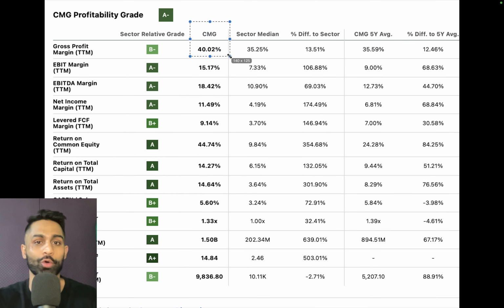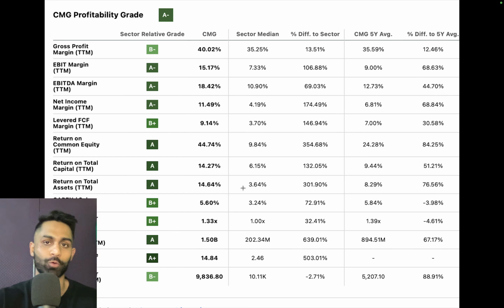Margins are very strong, over 40% gross profit margins. Net margins are over 11.5%. Again, it's a food business. Fast food chains definitely don't have a significant margin. You've got return on equity, capital, and assets very, very strong at 14%, and even as much as 44% for return on equity.